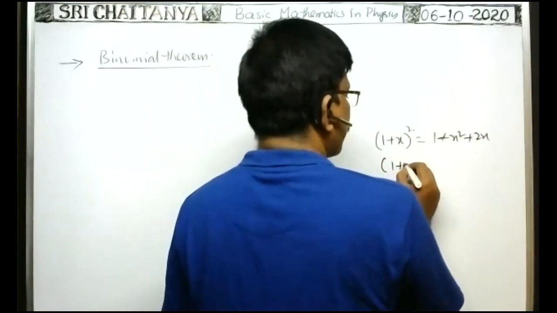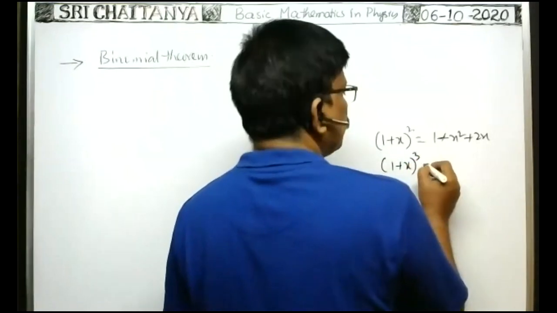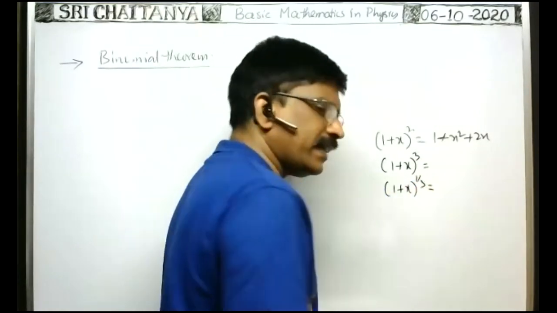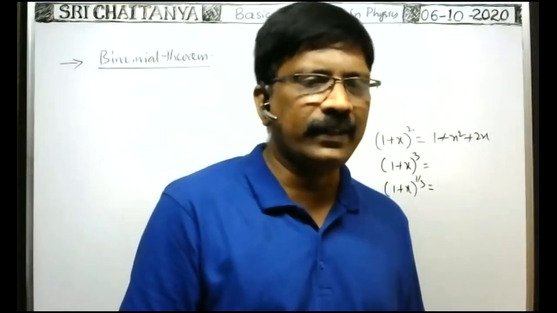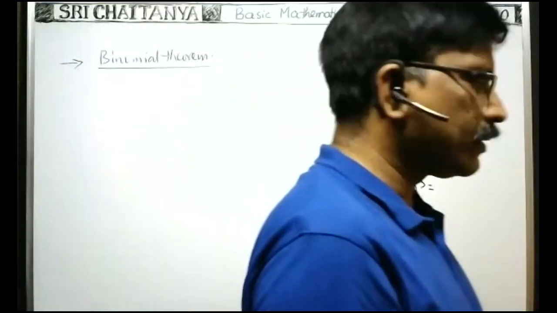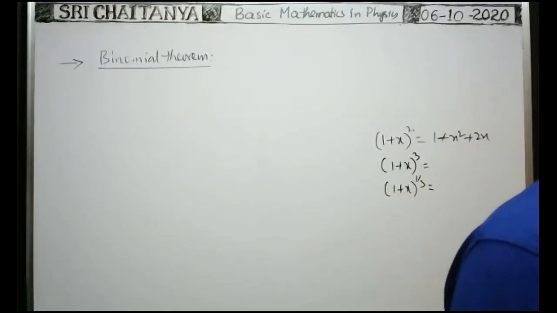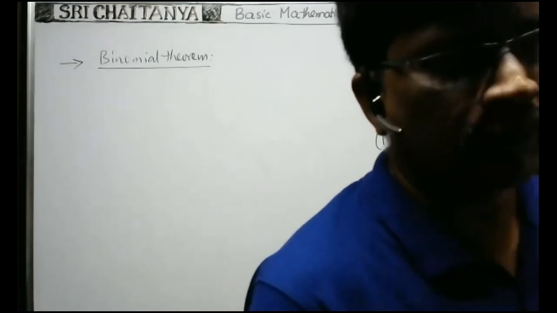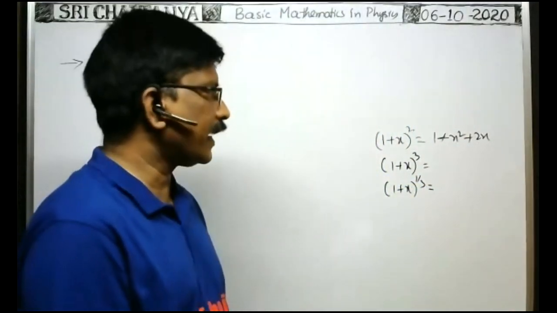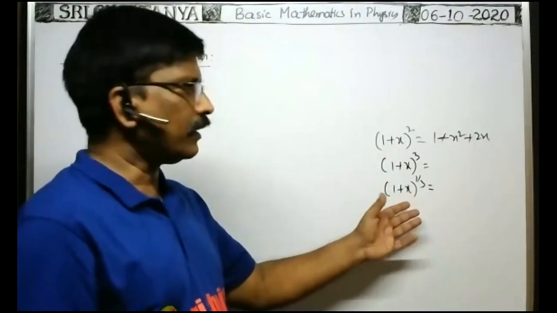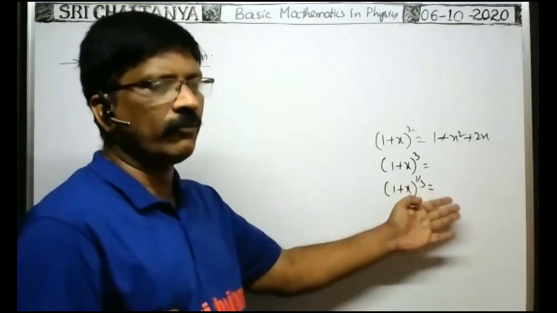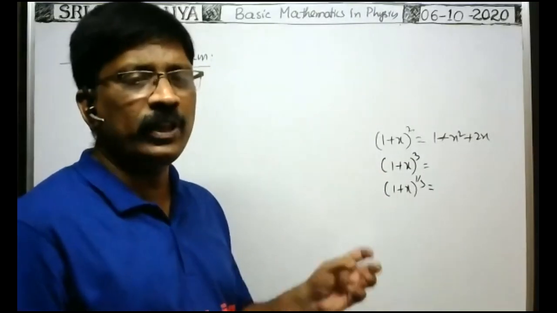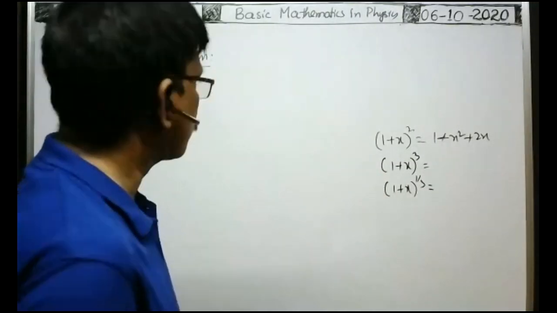But 1 plus x whole to the power 3, we can try to write. But if 1 plus x whole to the power 1 by 3 is given, can we write it directly? In physics problems, we will get such types of formulas. In that case, we cannot write it simply. We cannot simply write what 1 plus x whole to the power 1 by 3 is equal to. In such cases, we need the help of mathematics, the binomial expansion.